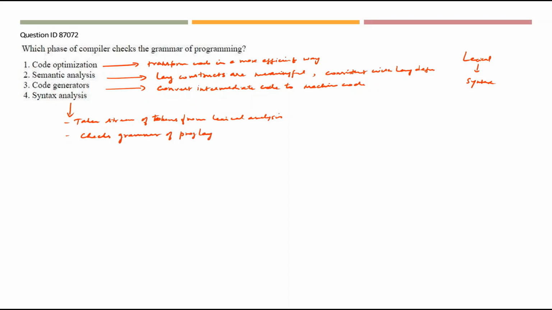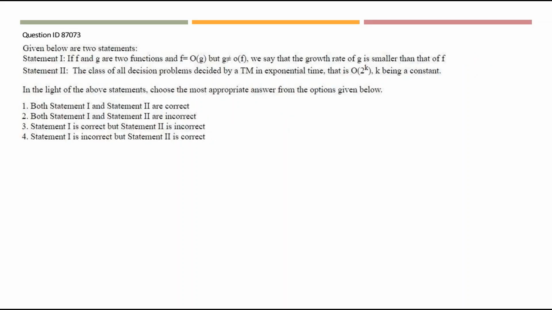Which phase of compiler checks the grammar of programming? It is the syntax analysis phase. Option 4 will be the right answer. Next question. Given below are two statements.